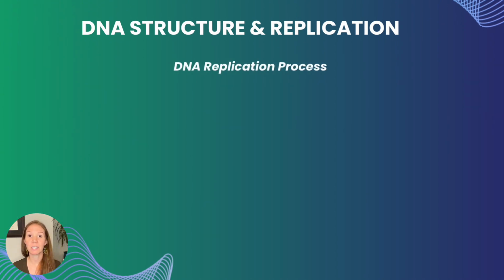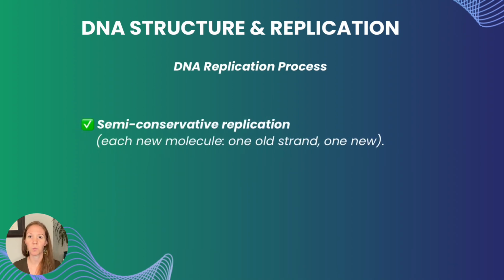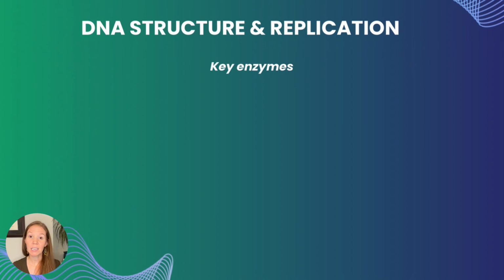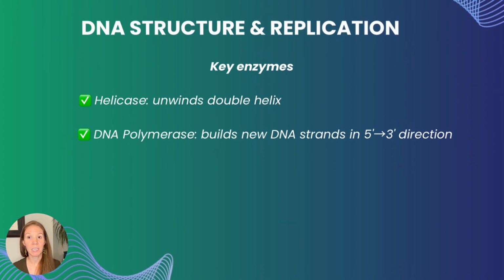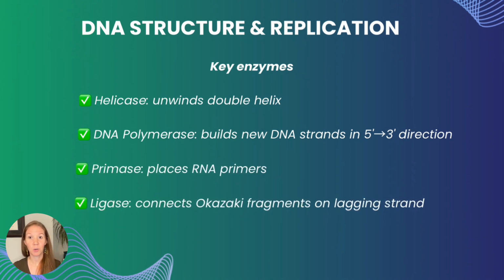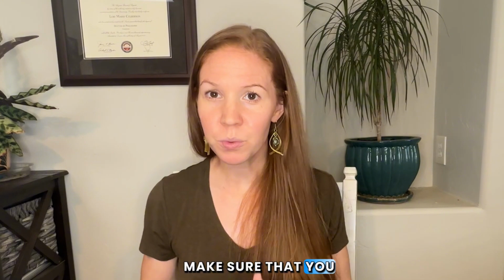You also need to know the DNA replication process, semi-conservative replication, so each new molecule is one old strand and one new. You need to know the key enzymes. Helicase unwinds the double helix. DNA polymerase builds new DNA strands in the 5' to 3' direction. Primase places RNA primers. Ligase connects Okazaki fragments on lagging strands. And you need leading versus lagging strands, so the Okazaki fragments. Make sure that you know enzyme functions very clearly. The MCAT does often test enzyme roles.